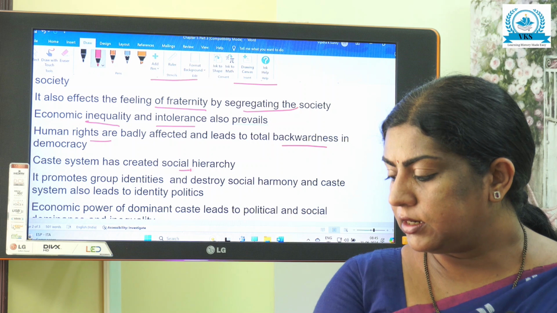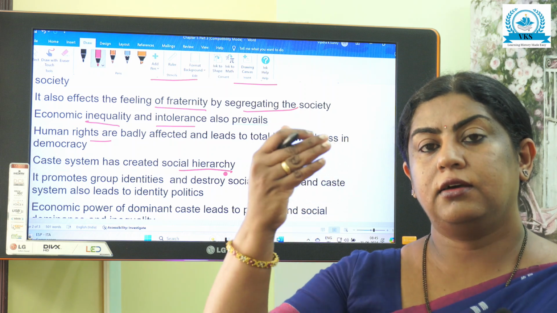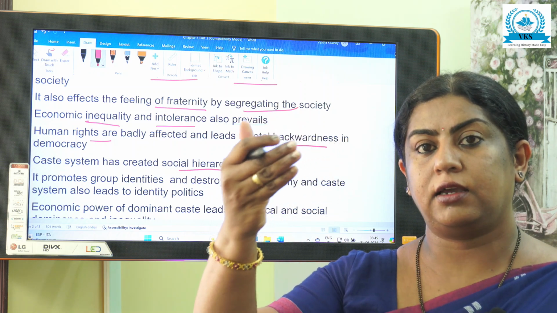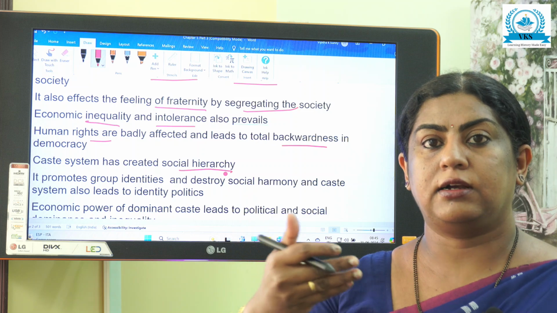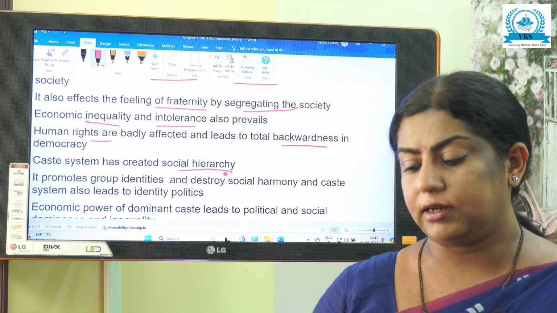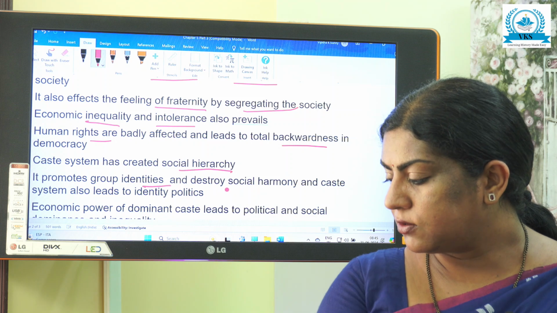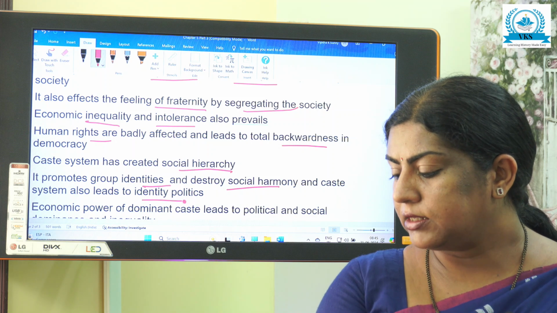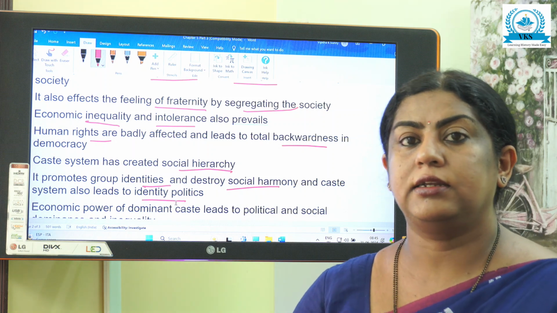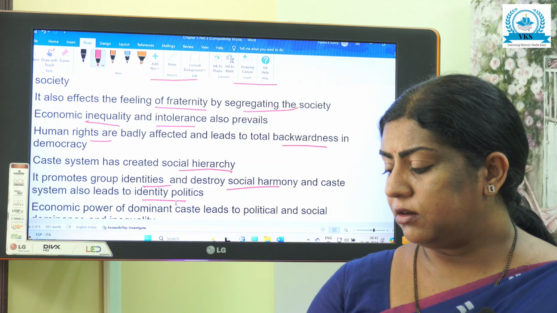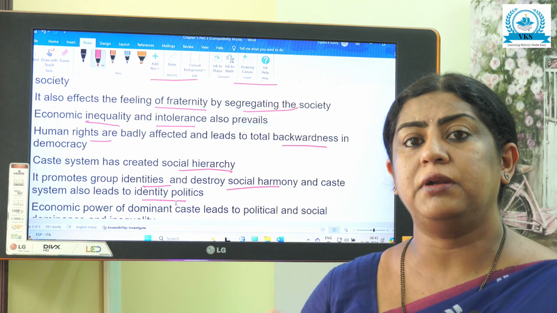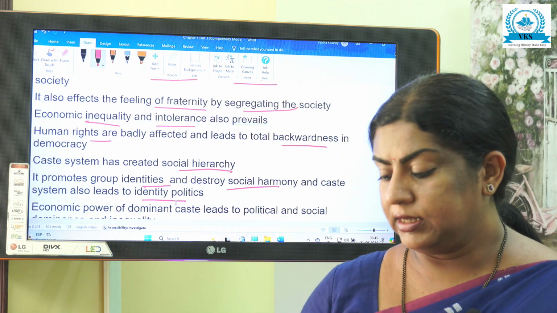It also created a social hierarchy, that is higher class, then middle class, lower class, like that a social hierarchy was developed. It promotes group identities and destroys social harmony. And the caste system also leads to identity politics. So a lot of social harmony is being destroyed because of this system.